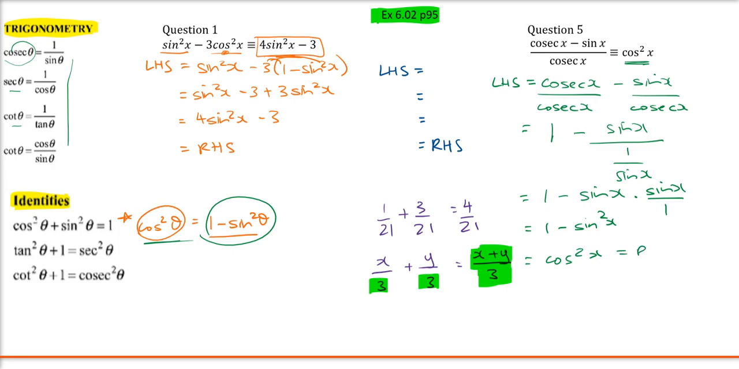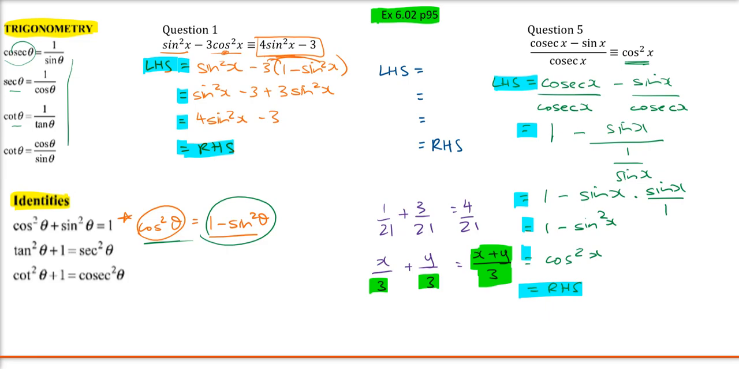And that is my right-hand side. Doesn't matter if you put it there or you put it there. It's the idea about the left-hand side equals the right-hand side. Left-hand side equals, it's equal to the right-hand side. You're only manipulating the left-hand side or the right-hand side to get that final answer.